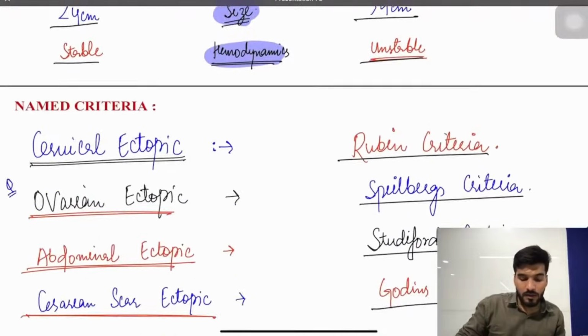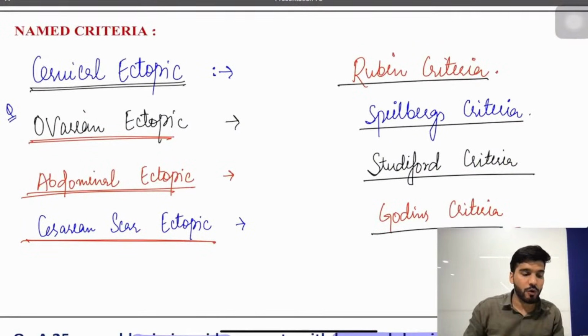Followed by that, we have criteria. For cervical, we have Rubin's. For ovarian, we have Spiegelberg's. Abdominal, we have Studiford, and Caesarean scar, we have Gordon's criteria.